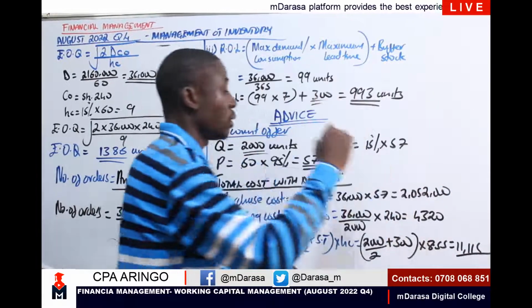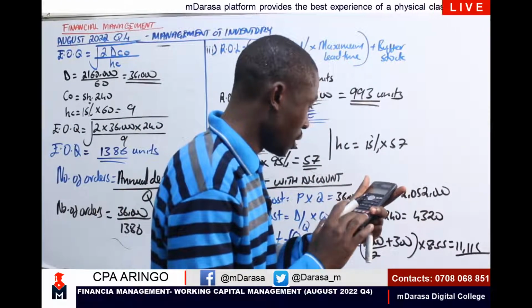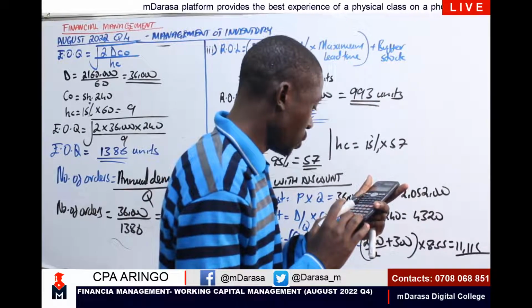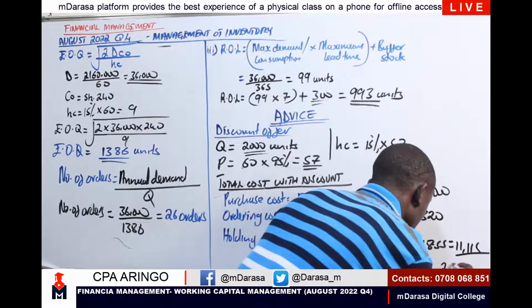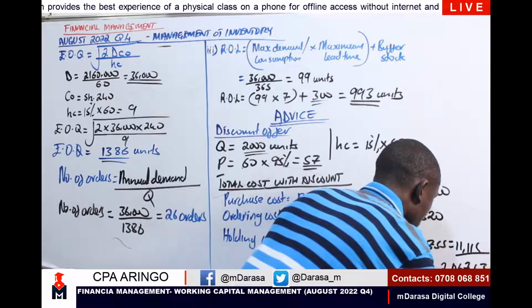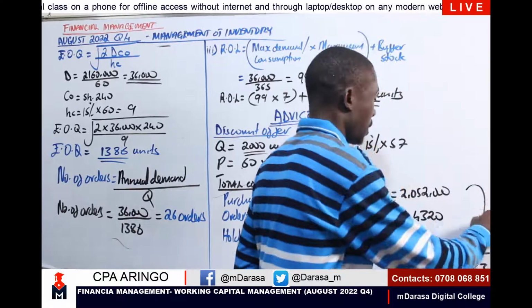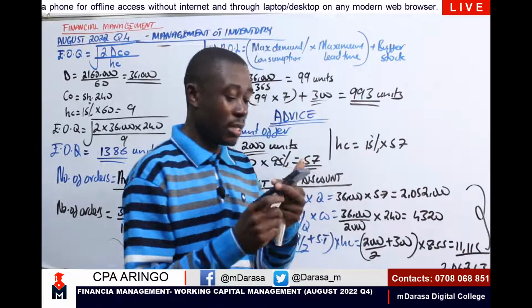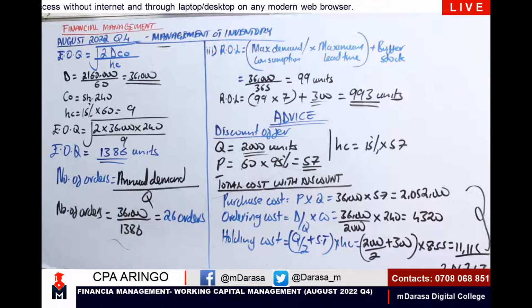I'm getting 11,115. So kindly we can work out our total: plus 4,320 plus 2,052,000. This should give us a figure of 2,067,435. That is what Mwalimu is getting. Kindly you can confirm. If I sum up the three, I'm getting 2,067,435. Kindly work it out and compare.